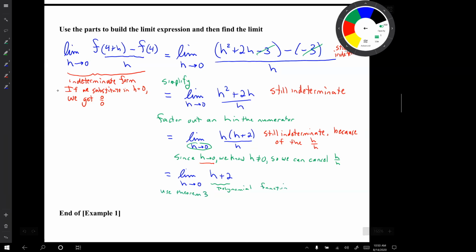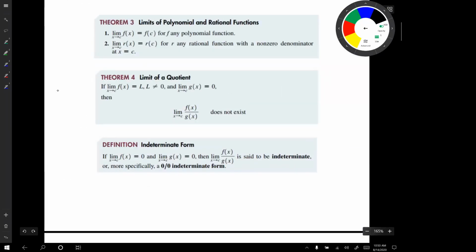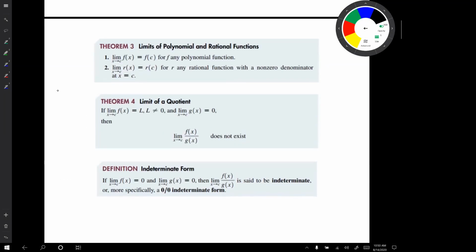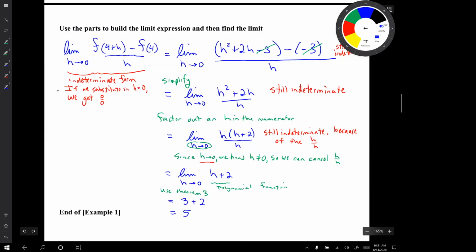Remember what theorem 3 says. Theorem 3 says that if you're taking the limit of a polynomial function, the value of the limit is the same as the value that you get if you just substitute in the x value. So that's what we're going to do here. We're going to use theorem 3. And that's our limit. Our limit is the number 5.